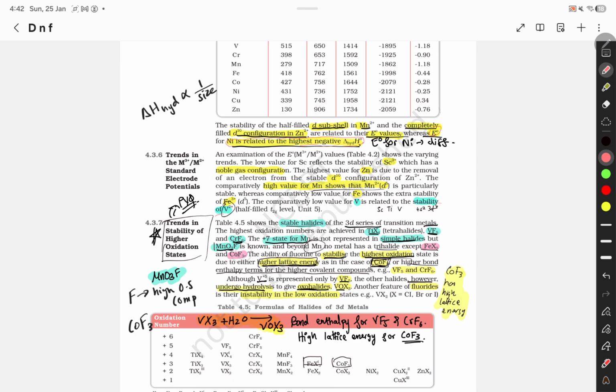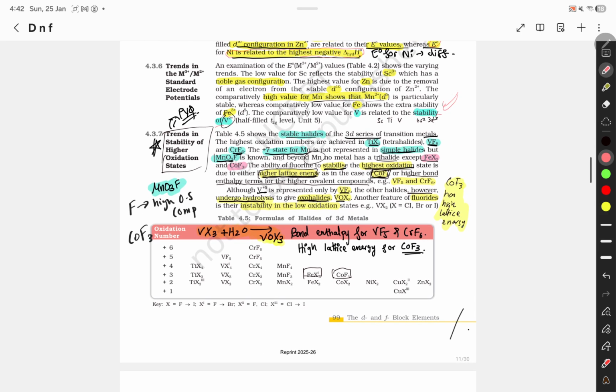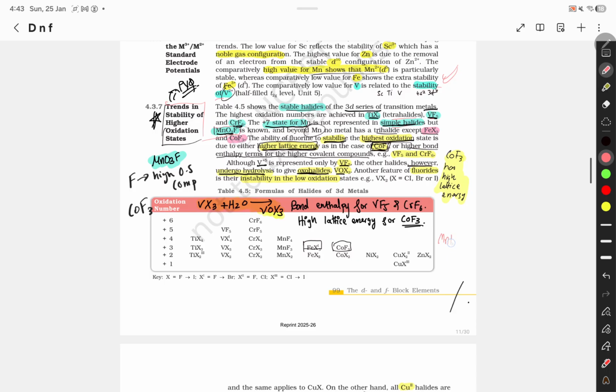Then stability of V2 plus can be explained. I think any stability is when there is T2G stable, right? When the T2G is stable, that's when you call the stability of that. So CrF6 and tetrahalides and all, they are also stable. MnO3F is a known compound because it is giving out a seventh oxidation state of Mn, and it's not represented in simple halides. That also we know, right? KMnO4, MnO4 minus, it's showing Mn at 7 plus. So yeah, that's one of your oxygen compounds. For halogen, maximum is MnF4. I'm pretty sure MnF4 is your highest.